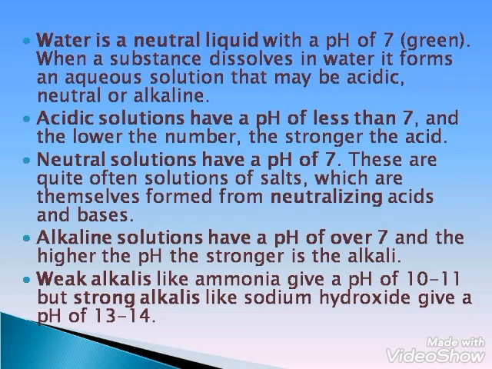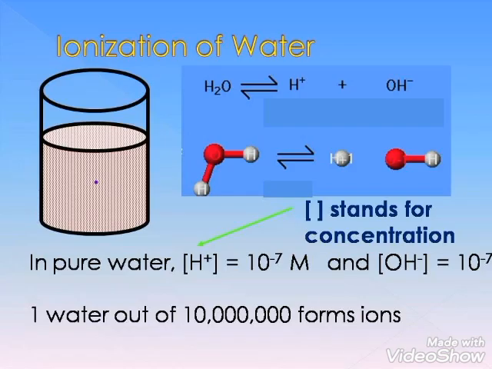If a solution has a very low pH, that is between 0 to 3, then it is considered a strong acid, and if it has a pH between 5 to 6, it is considered a weak acid. Similarly, if a solution has a pH between 10 to 11, it is considered a weak alkali, and if it has a pH between 13 to 14, we consider it a very strong alkali. So by knowing the pH of a particular solution, we can say whether it is a strong acid, strong alkali, weak acid or weak alkali.